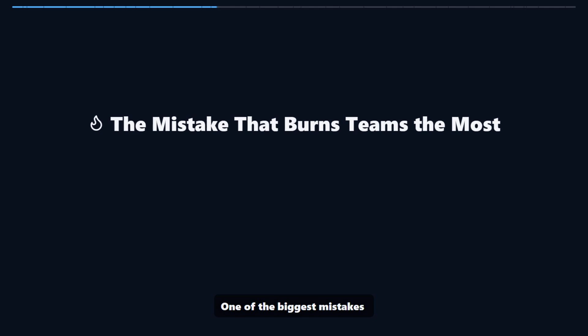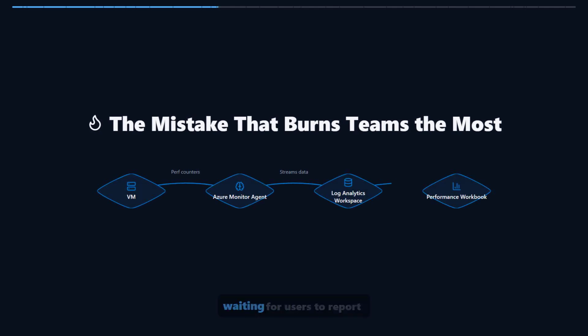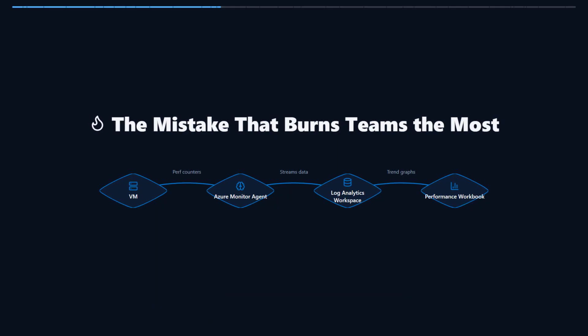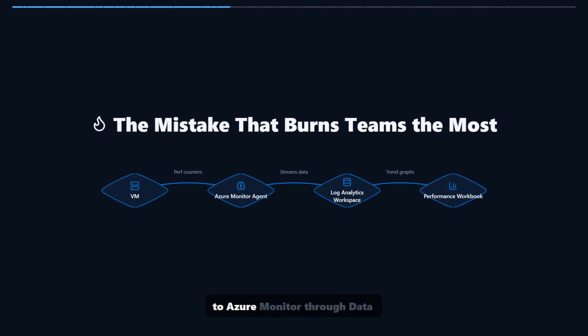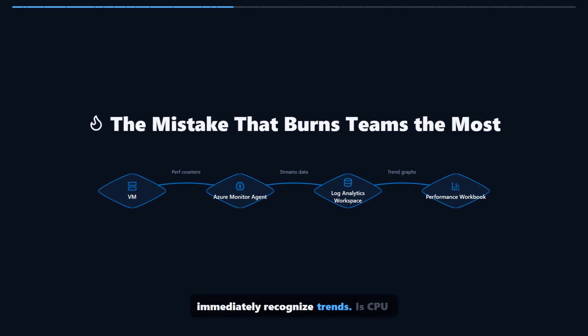One of the biggest mistakes new Azure administrators make is waiting for users to report performance issues. VM Insights changes that by continuously collecting operating system performance data and presenting it in a way that's easy to understand. Behind the scenes, the Azure Monitor agent gathers metrics like CPU utilization, available memory, disk latency, and network throughput, then sends them to Azure Monitor through data collection rules. Instead of staring at individual counters, you can immediately recognize trends.